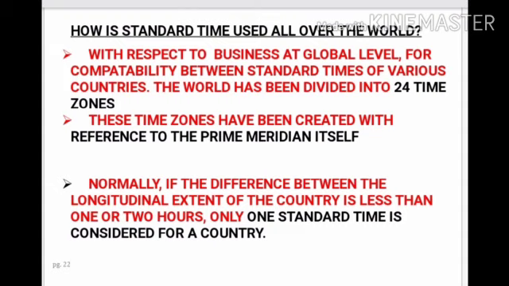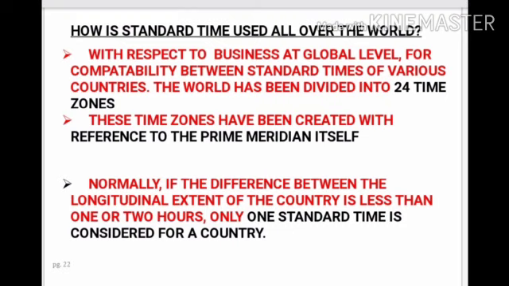With respect to business at global level, for compatibility between standard times of various countries, the world has been divided into 24 time zones. How many time zones? 24 time zones. Means total world time has 24 different slots. These time zones have been created with reference to the prime meridian itself. Means they have taken the prime meridian as the center, and now the differences will be calculated on its basis.